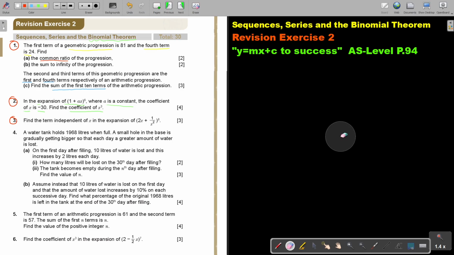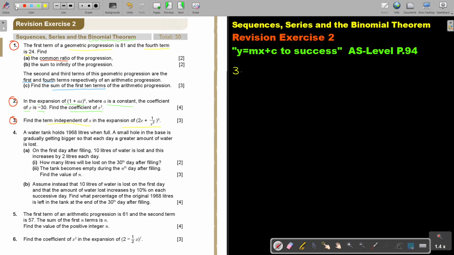Okay. Number 3. Now, if I look at number 3, let's just start there and read it. Find the term independent of x in the expansion of this. Now, you must know the term that's independent of x is x to the power of 0. That means it's the constant term.